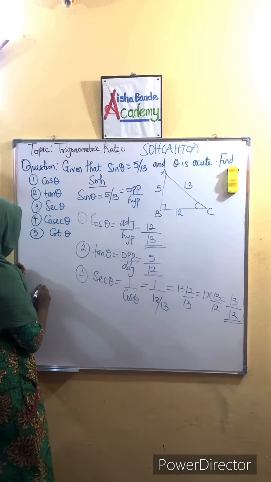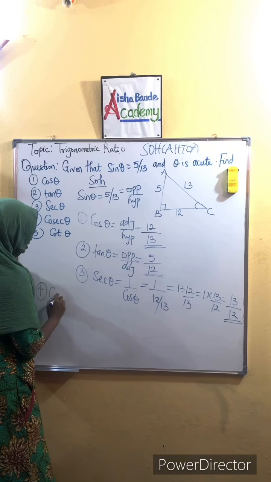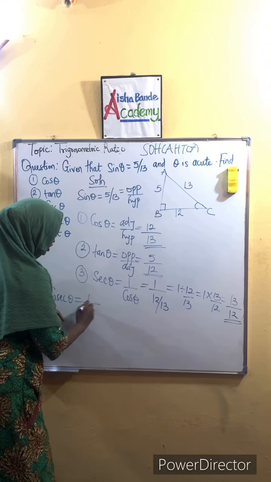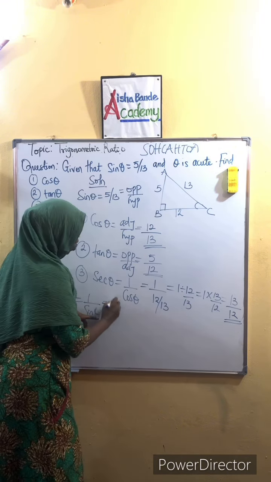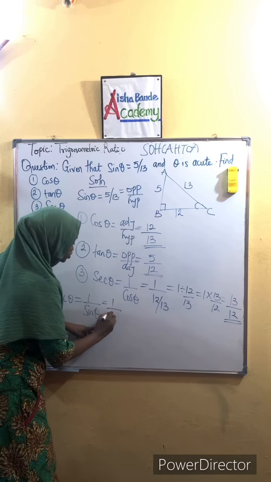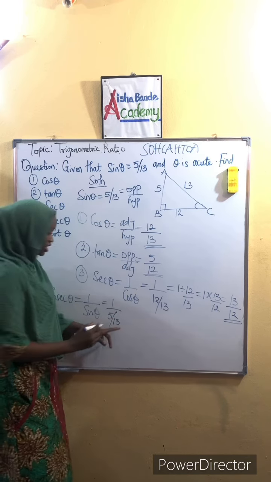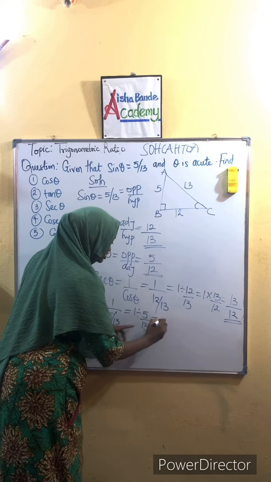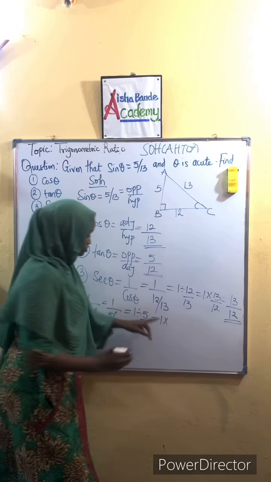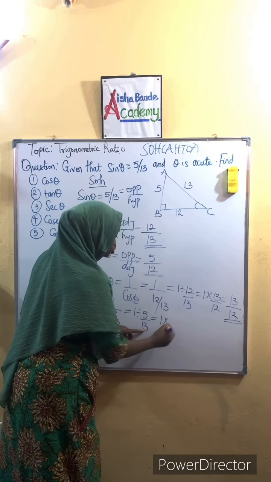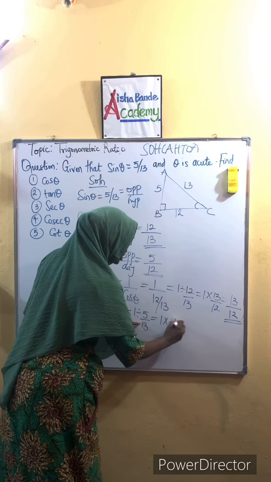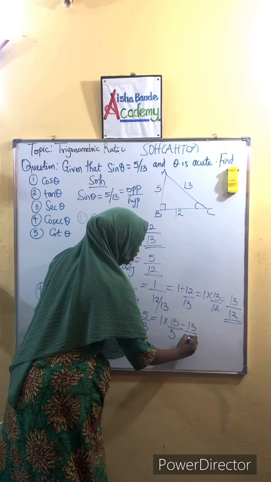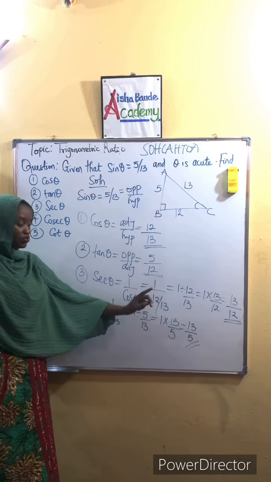Moving on, the next question says we should find cosec theta. The formula for cosec theta is 1 over sine theta. We already have sine theta from the question, which is 5 over 13. This is the same as saying 1 divided by 5 over 13, which is 1 times the reciprocal. The numerator becomes 13 and the denominator becomes 5. So 1 times 13 gives us 13 over 5 as the final answer.